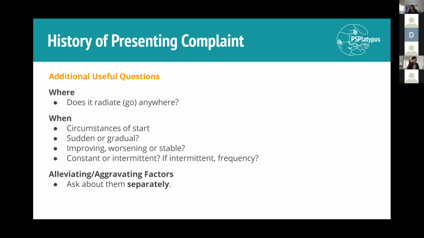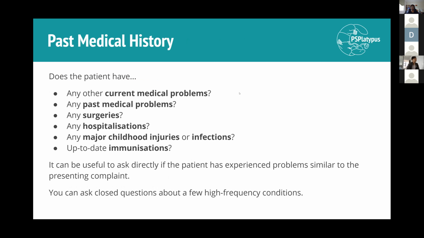Sudden or gradual, so did it happen immediately, or was it a slow fade in? That's again quite important. All of these things are important to our diagnosis. Is it getting worse, is it getting better, or is it stable? Especially if it's getting worse, that can be quite important for us to know. Is it constant or intermittent? So do you have a constant pain, or do you have pain sometimes and it goes away and comes back? And if it's intermittent, how often does it come and go? Oh, I already mentioned alleviating and aggravating factors.